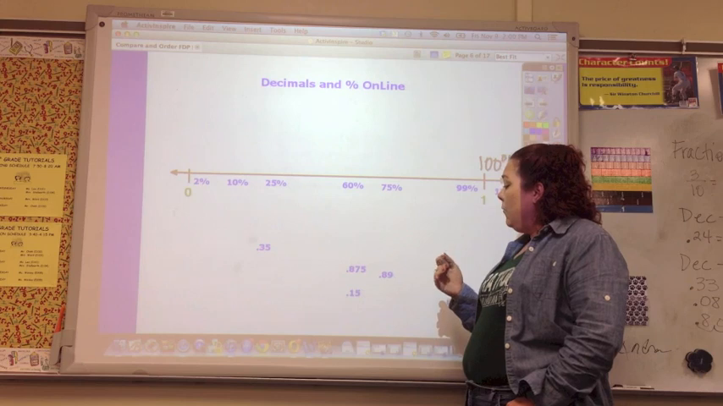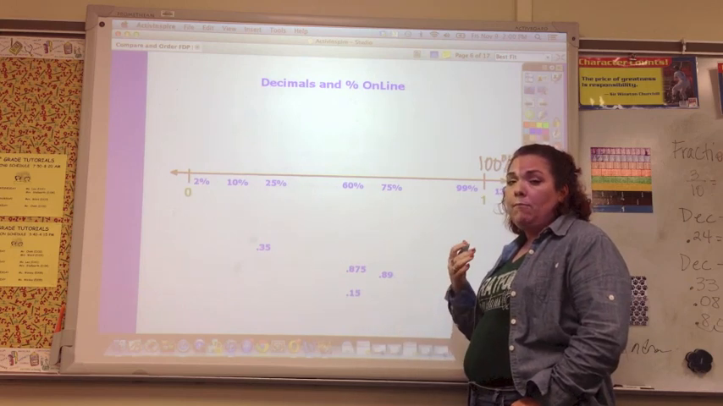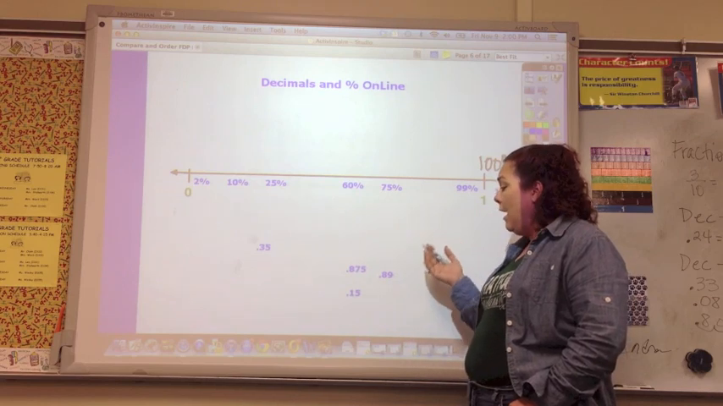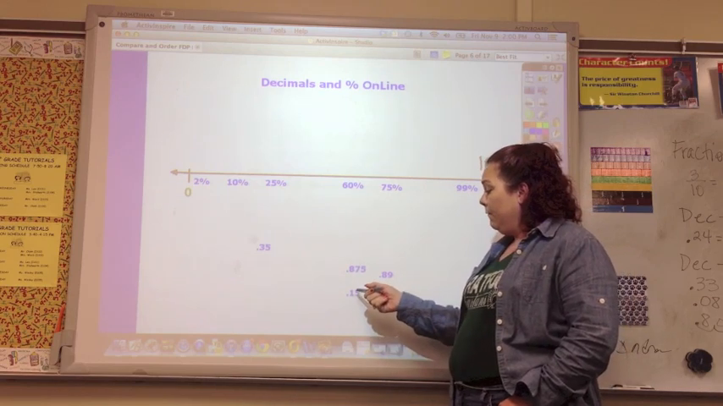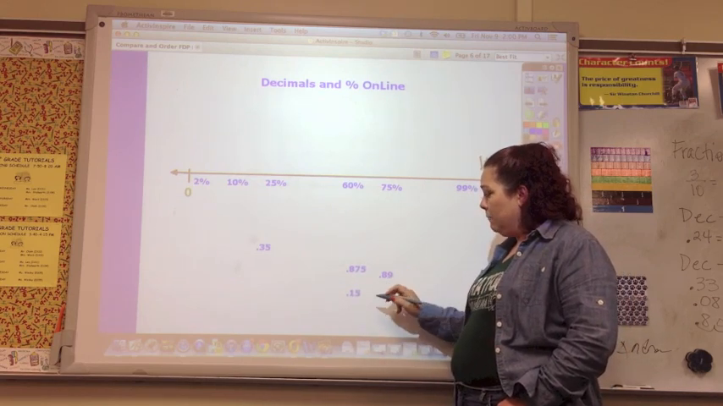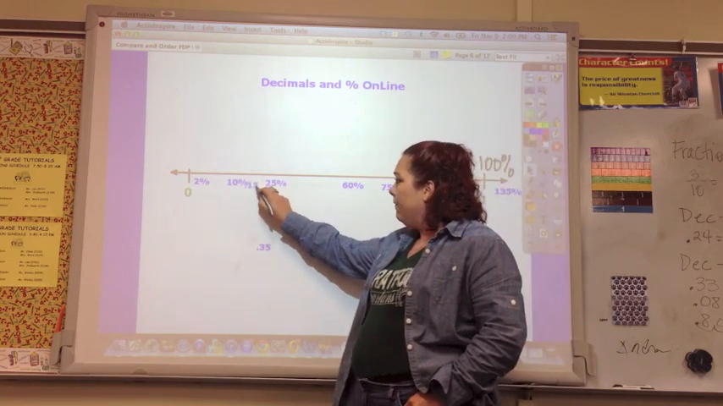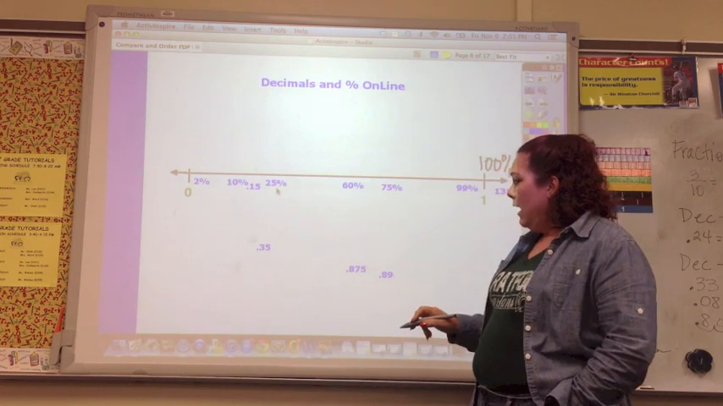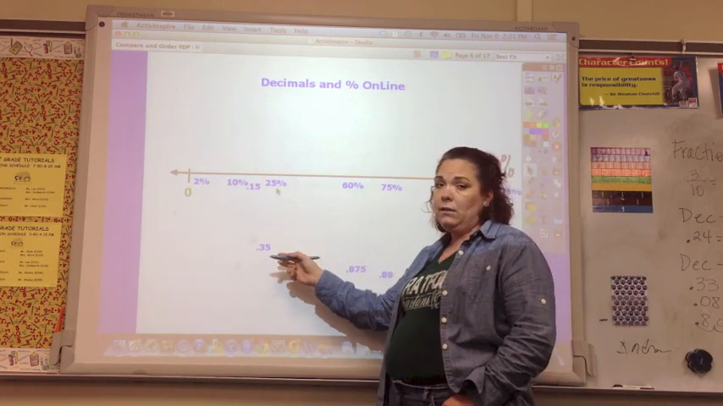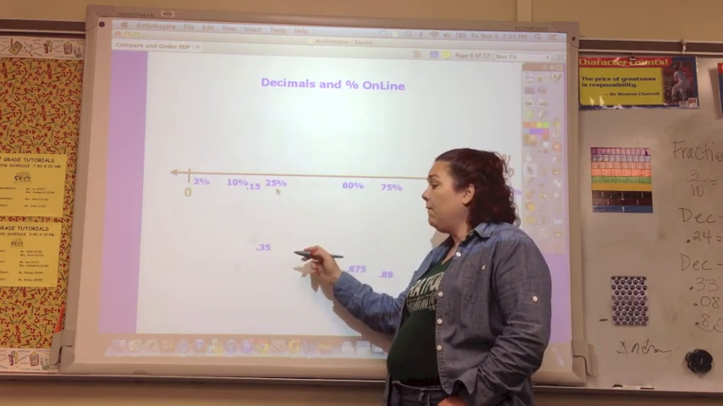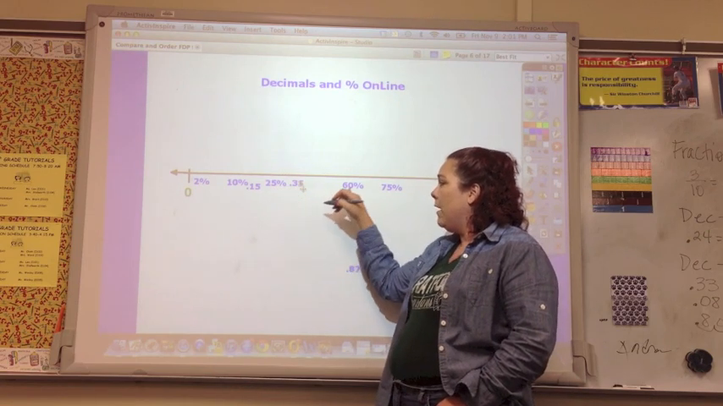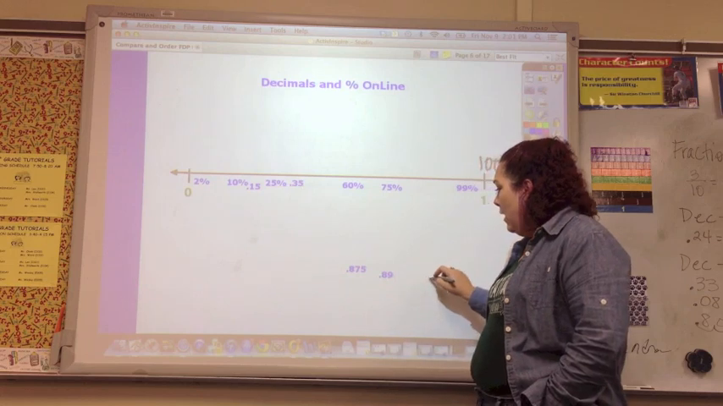Okay? So I know with decimals, if I move my decimal point 2 places to the right and add the percent sign, I have a percent. So 15 hundredths would be 15%. So that's going to fall in between 10 and 25. And then 35%, because that's what 35 hundredths is, it's 35%, would fall in between here, closer to 25 than, of course, 60.